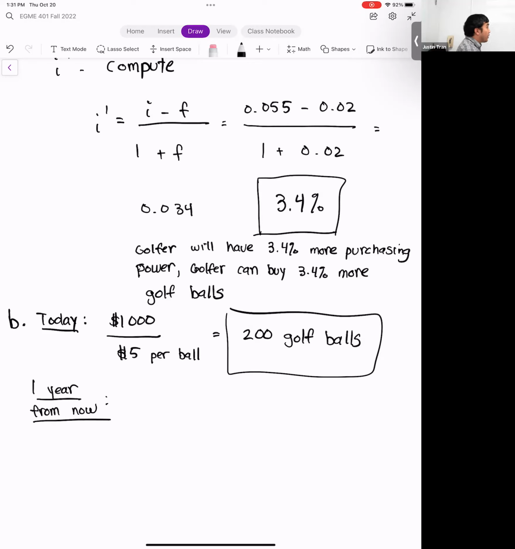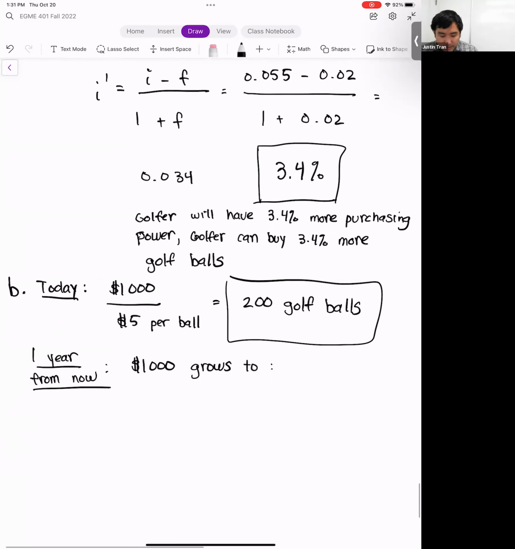Okay. Now let's do the calculations 1 year from now. And so in 1 year, a couple things are going to happen. On the one hand, her $1,000 is going to grow. Because remember, she's going to invest that $1,000 into the bank. While that $1,000 is sitting there in the bank, it's going to grow by 5.5%, because that's the market rate. And so if we increase this by 5.5%, then what we get is $1,055.